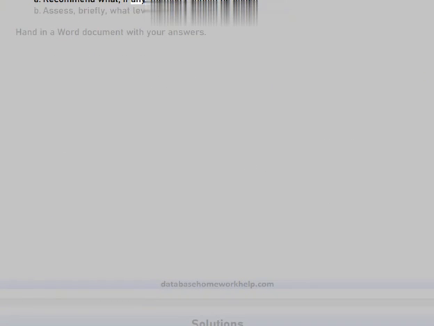A. Recommend what, if any, methods should be added. B. Assess, briefly, what level of safety they add. Hand in a Word document with your answers.